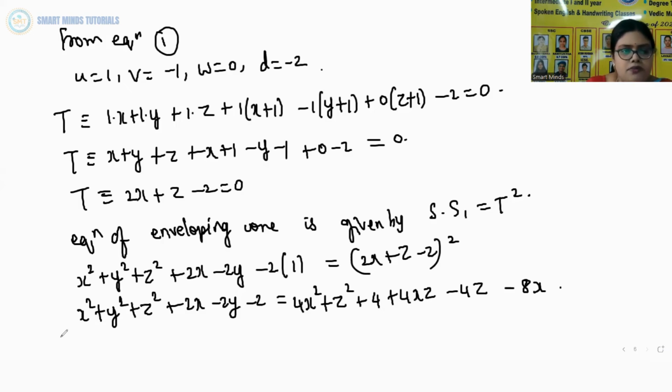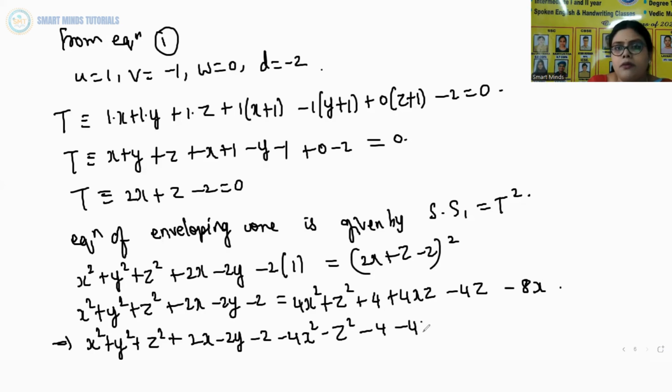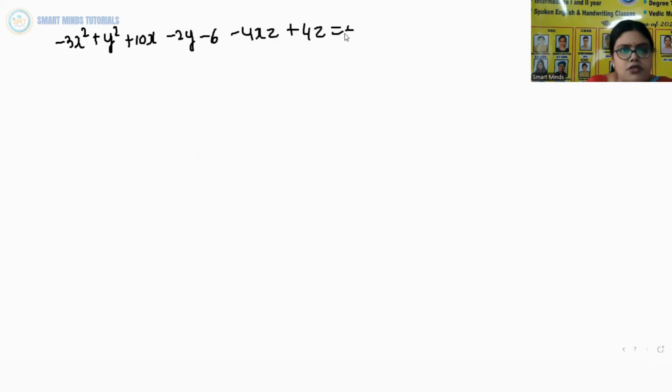So if you bring all terms one side, you will get x square plus y square plus z square plus 2x minus 2y minus 2. Now we bring all right hand side terms to left hand side. So we get minus 4x square minus z square minus 4 minus 4xz plus 4z plus 8x. Now after this we need to simplify further. That is minus 3x square plus y square plus 10x minus 2y minus 6 minus 4xz plus 4z is equal to 0.